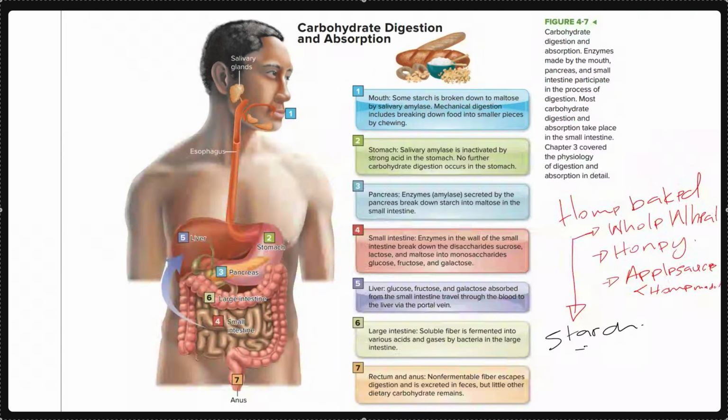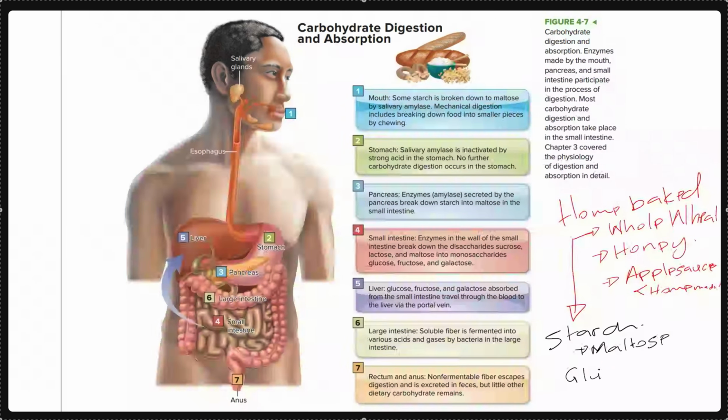Let's say maltose. And then honey has a simple sugar. Honey is a simple sugar, and it is glucose.